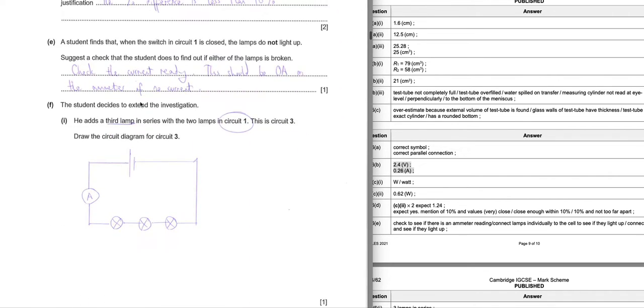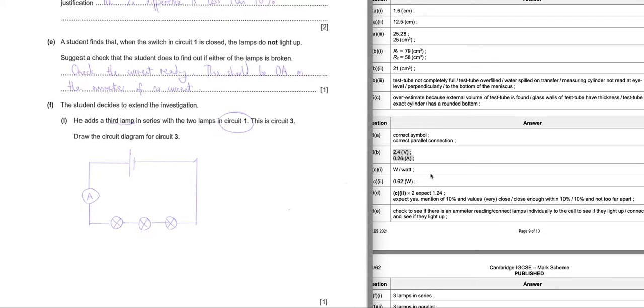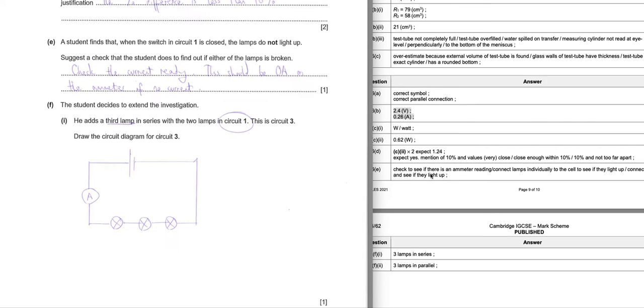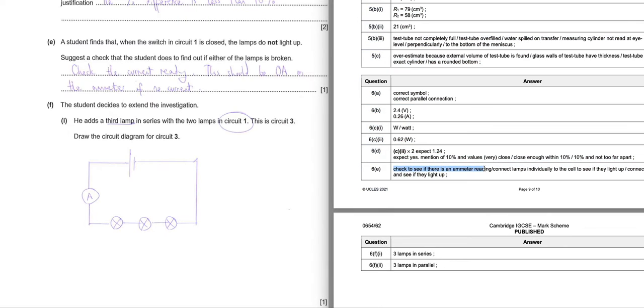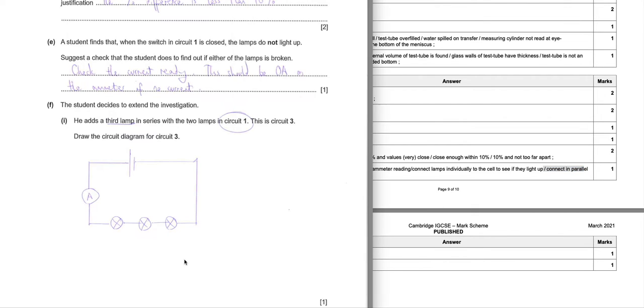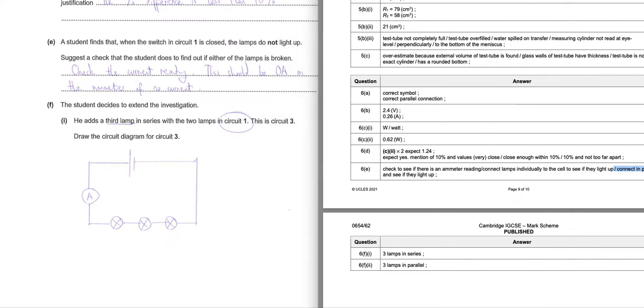A student finds that when the switch in circuit 1 is closed, the lamps don't light up. Suggest a check. Well, one thing you could do is check the current reading. Check to see if there's an ammeter reading. Other things you could do: we could connect the lamps individually, or we could connect them in parallel. There are other ways of connecting this, but really we want to just check that current reading.